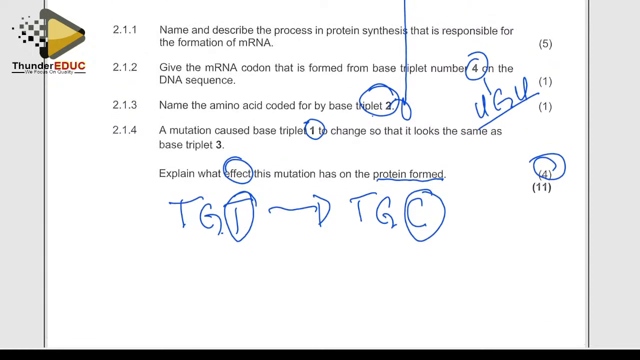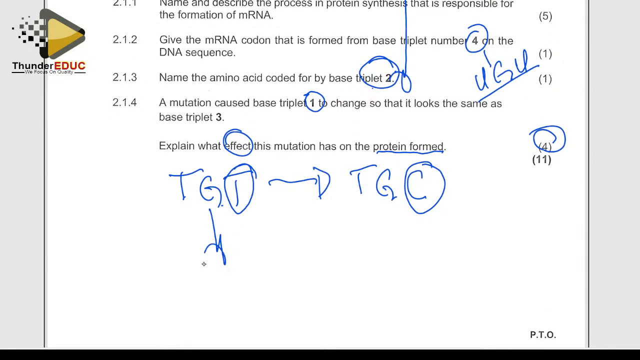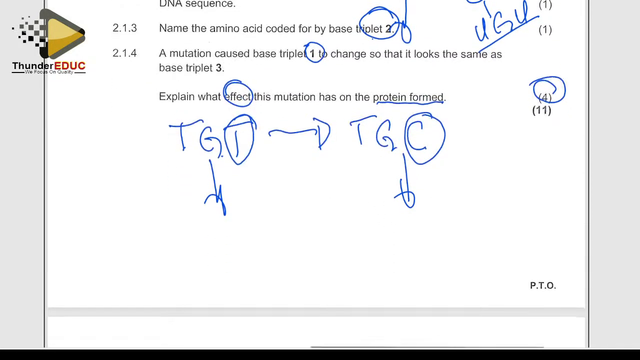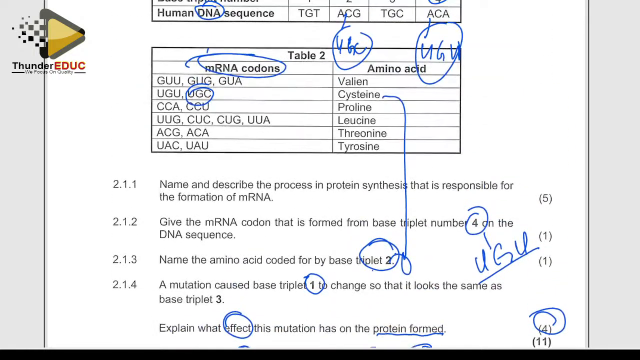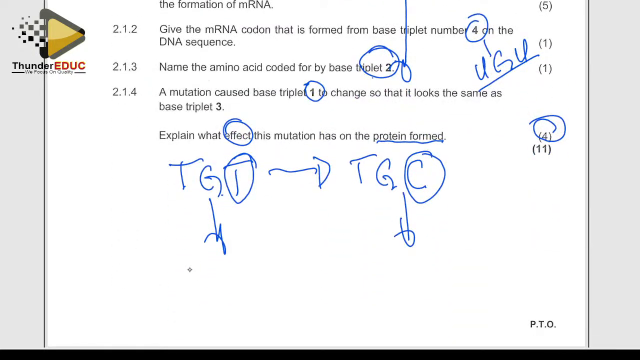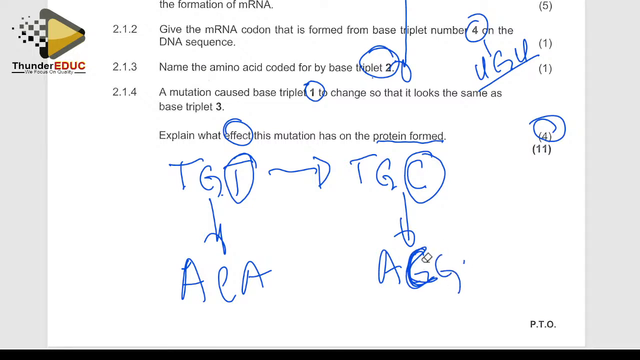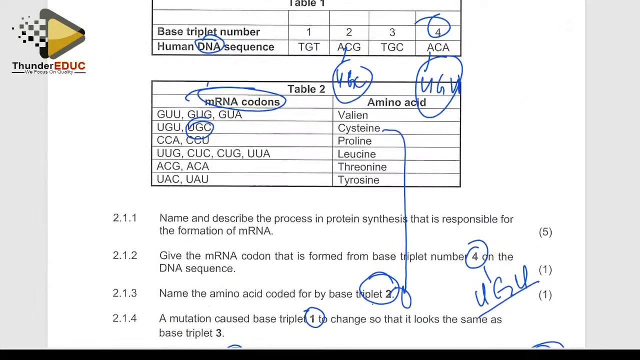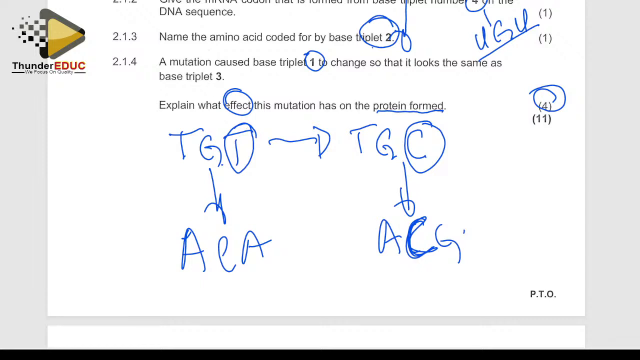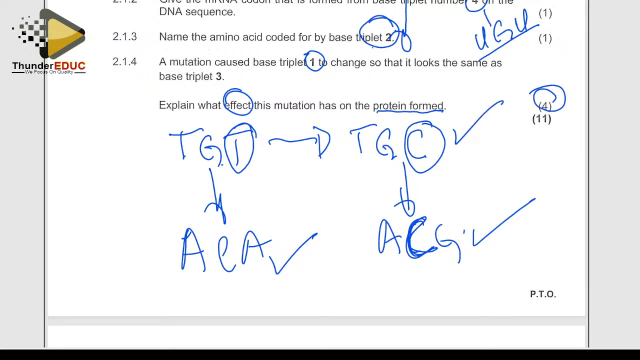The second bullet: you tell us which amino acid they code for. This TGT, when you change it to messenger, is going to be ACA, and then this one is going to be ACG, isn't it? Then what does ACA code for? So this is another mark, guys.